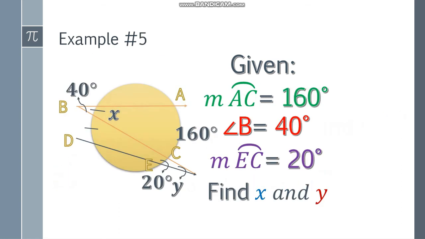Next one. What if we have this kind of problem? A little bit complicated. We are given AC, the larger intercepted arc at the right side of the circle, which is 160. And we have an exterior angle here which is 40 degrees. And EC, the smaller intercepted arc here, is 20 degrees. We are asked to find X, the smaller intercepted arc on the left side of the circle, and Y, which is the exterior angle at the right side.